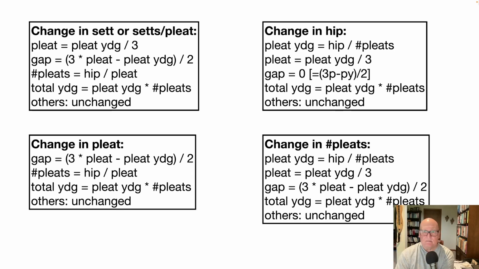What I notice is most of these, okay, pleat equals pleat yardage divided by 3 occurs in 3 out of 4. Pleat yardage equals hip divided by number of pleats. Well, it gets updated in 2 of them, but it's still true in the other 2. As a consequence, we'll have to watch this change in pleat one. That sounds a little risky. Total yardage is sort of a pure formula applied to all of them.